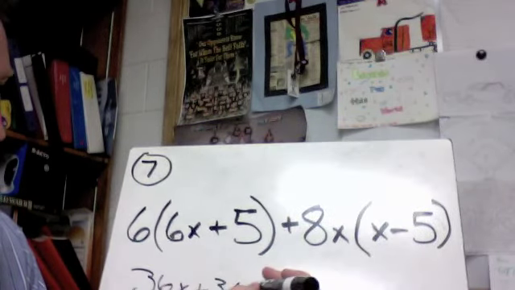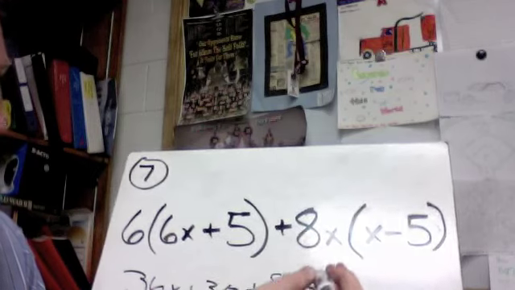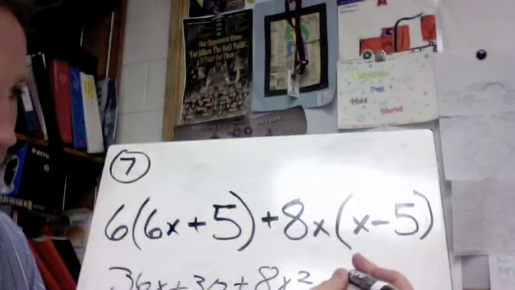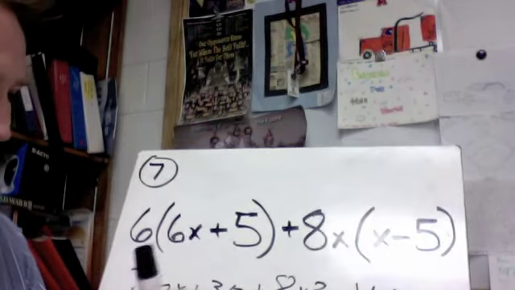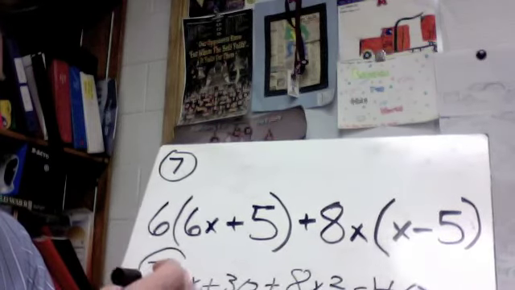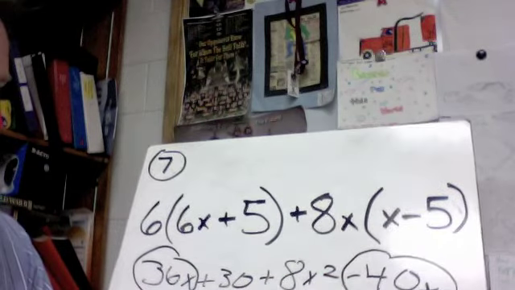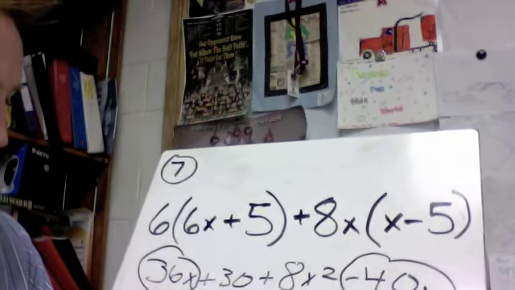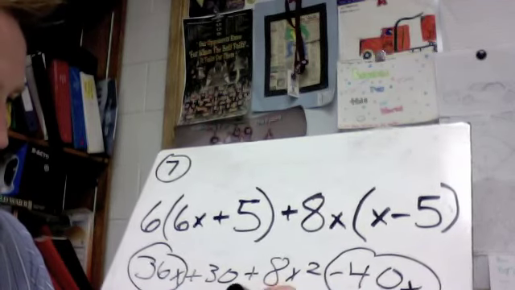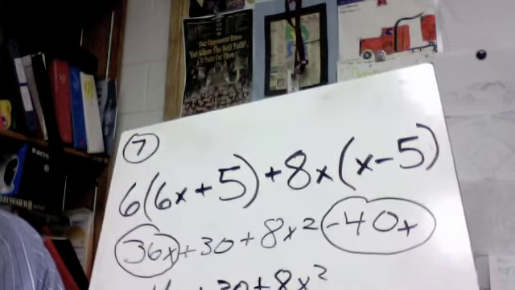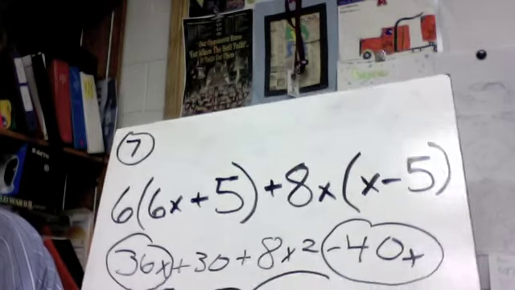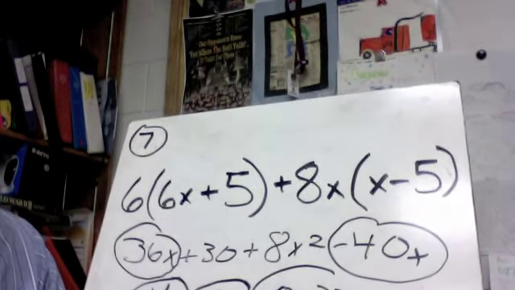8x times x would be 8x to the second power. And then we have 8x times negative 5 is going to be negative 40x. Looking for things to put together here. Looks like we can put a few things together. Looks like we can put this and the negative 40x, put those together, and I have negative 4x, and then I have plus 30 and plus 8x to the second power. Doesn't matter what order you put them in as long as you use a negative 4x, a positive 30, and a positive 8x to the second power.